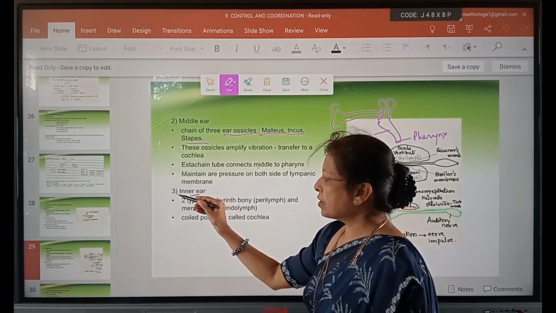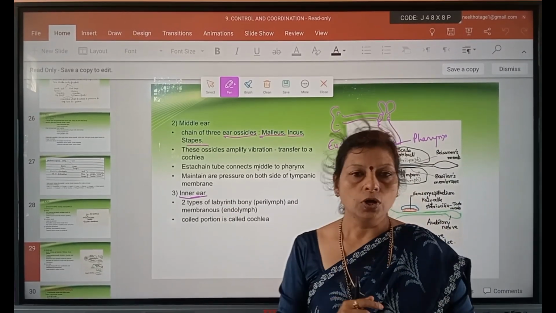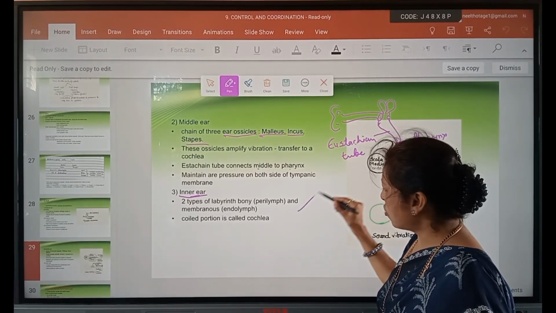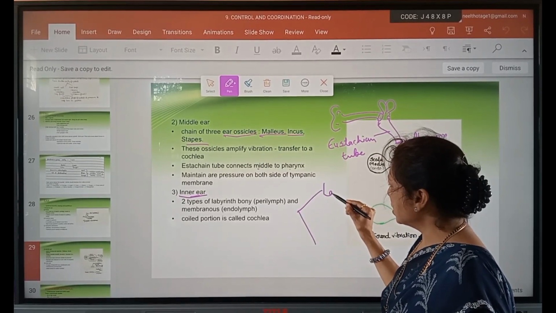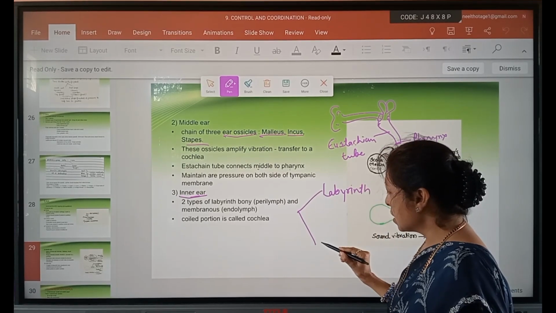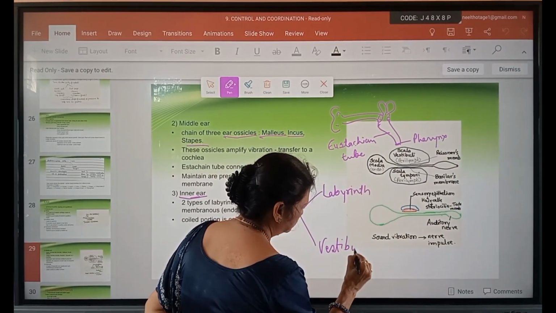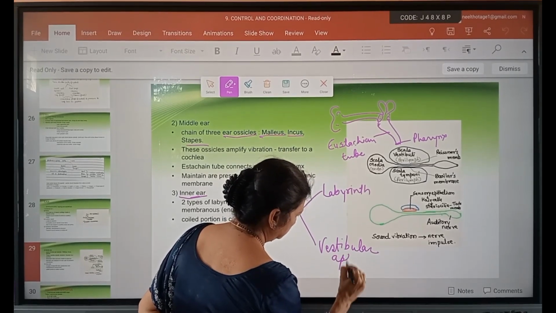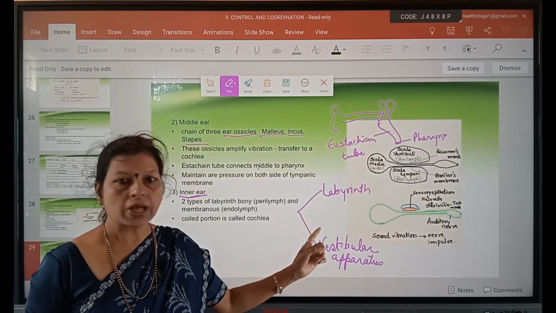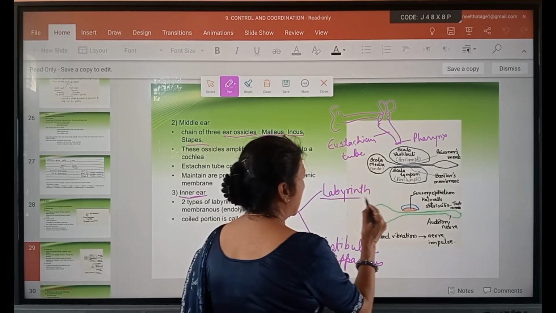Then the inner ear. This is a bit complicated structure. The inner ear consists of two main parts. One is the labyrinth and the second is the vestibular apparatus. And the coiled portion of the labyrinth is called the cochlea.